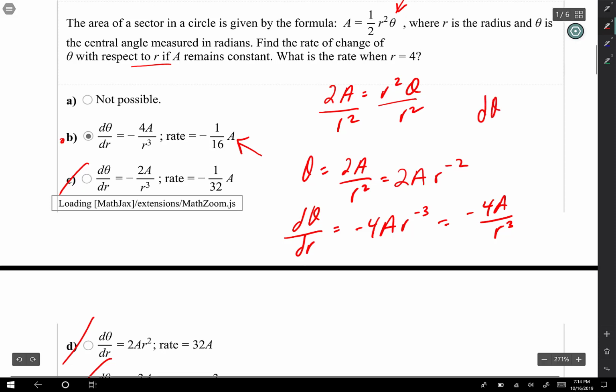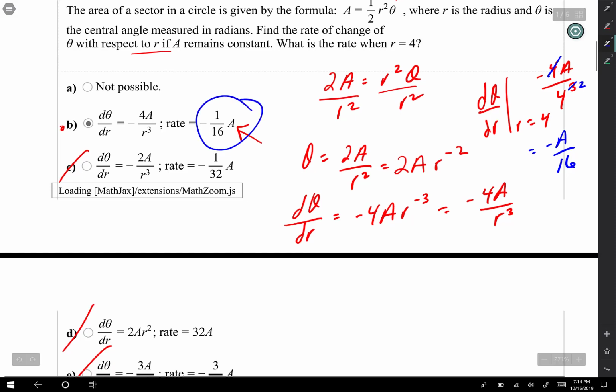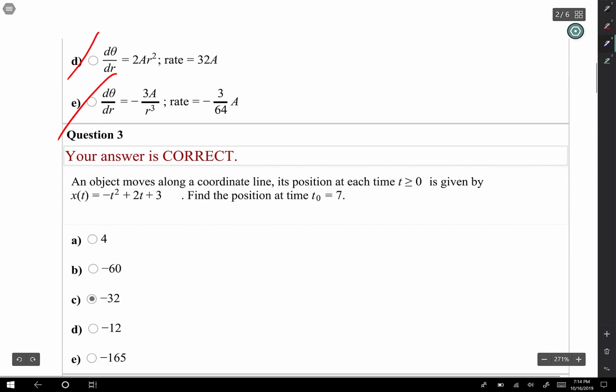So d theta/dr, when r is, what is r? When r is 4, so you get negative 4A over 4 to the third power. So one of these 4's cancels out, and now that's 4 squared. So now let's see what I have. I have negative A over 16. So there it is. Negative 1 over 16A. Cool. All right, let's go to the next one.